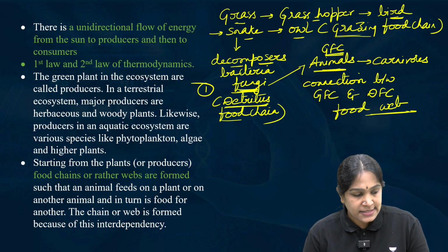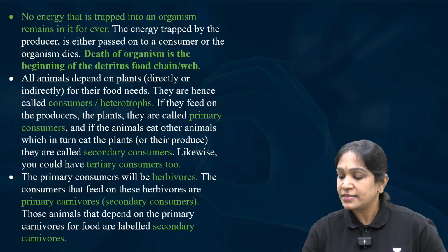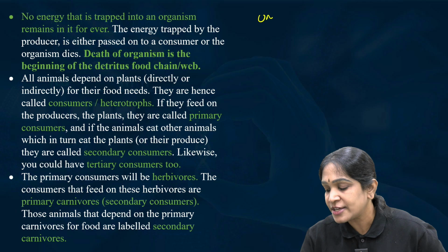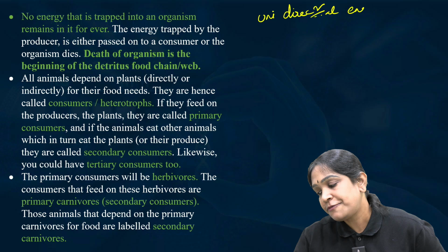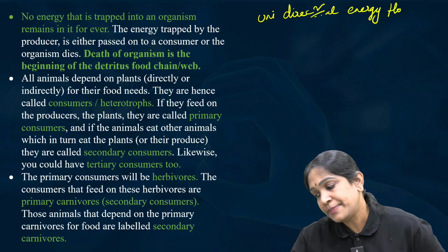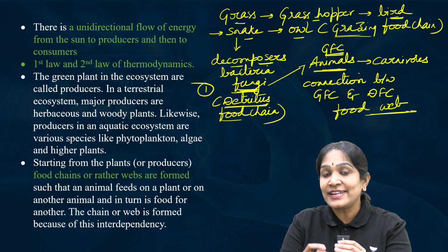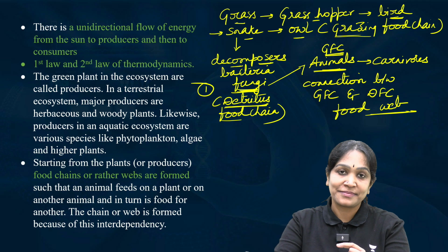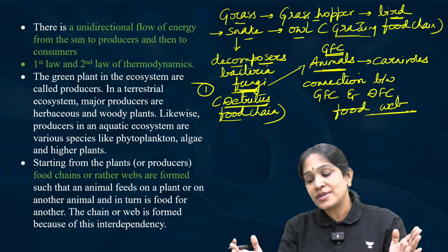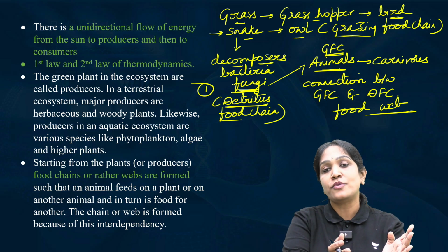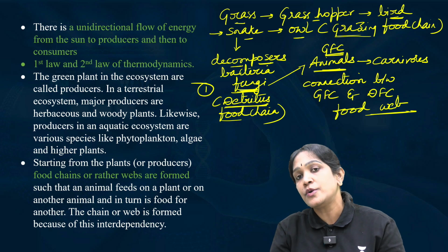In the food chains, always the energy will flow in the same direction. The food chains will have unidirectional energy flow. It means, look at this, is there any chance that the grass will get energy from the grasshopper? Impossible. The grass only can perform photosynthesis. Grasshopper cannot perform photosynthesis. It cannot produce the food.